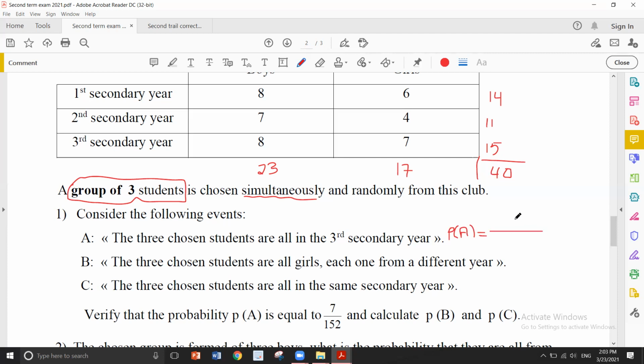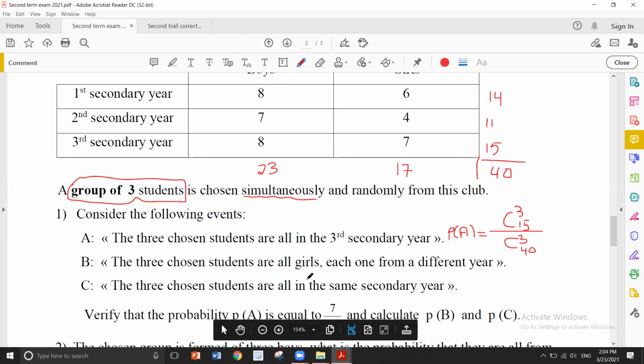As you know, probability is possible over total. Total, I have to choose 3 students from 40. Possible, I need 3 students from where? From where we need to choose them? Third secondary, meaning 15 choose 3 over 40 choose 3. So you get, using your calculators, 7 over 152.